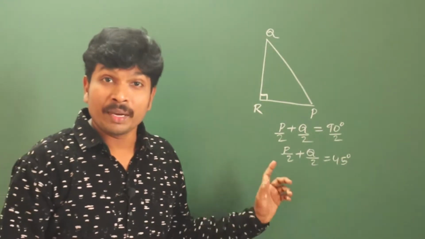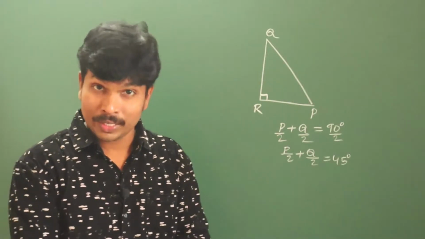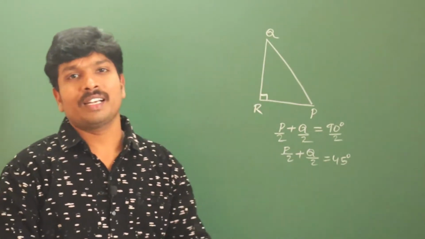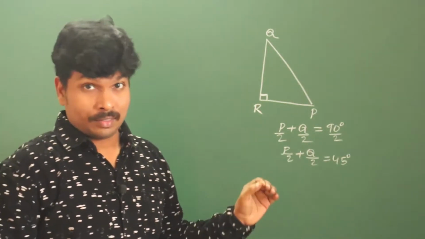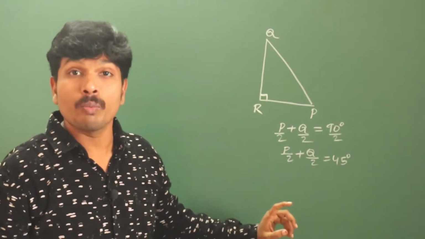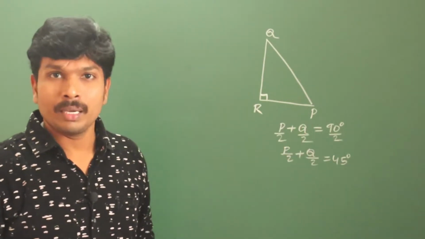Why did you divide by 2? You have to divide by 3, no? Did you get such kind of a doubt? Observe the problem, definitely you know. The roots are given as tan p by 2, tan q by 2. So that's why we divided by 2.